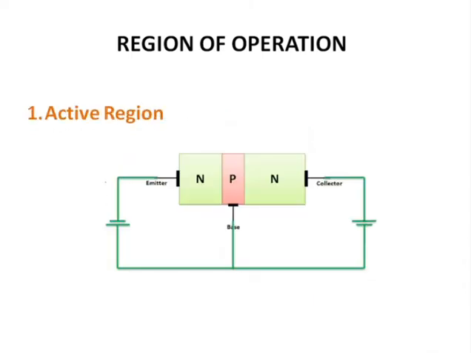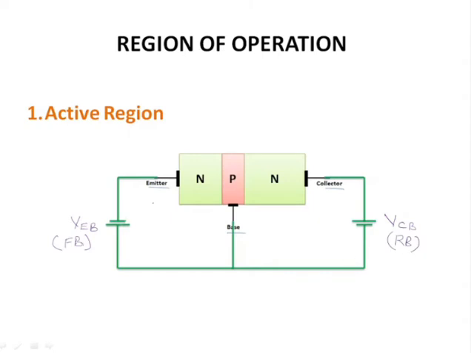So the first one is active region. This is the NPN type of transistor. Now this is emitter and this is base. So this voltage is VEB and this voltage is VCB. Now what happens in active region is that the emitter-base region is forward biased, and the collector-base region is reverse biased.